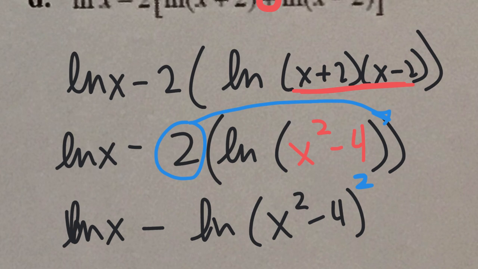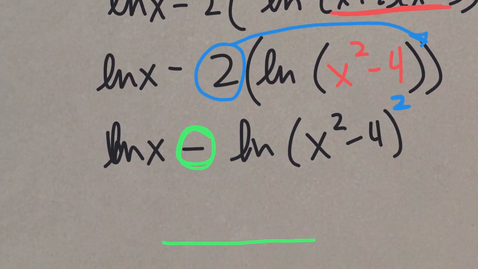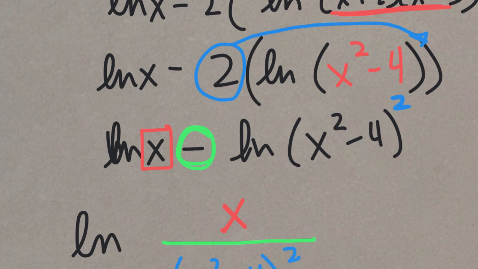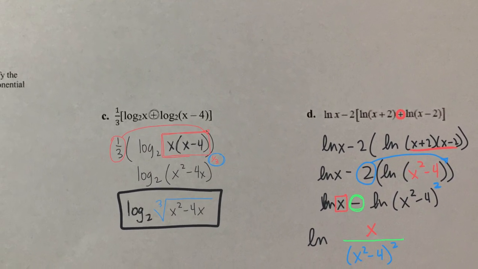Okay, so I can drop my parentheses around the outside of the natural log there and just have it raised to the second power. And then the last thing I'm going to do is my subtraction. Subtraction becomes division. So I have the natural log on the outside of your numerator, which will be x because that comes in front of your subtraction sign, and your denominator, which is x squared minus 4 squared because that comes after the minus sign.